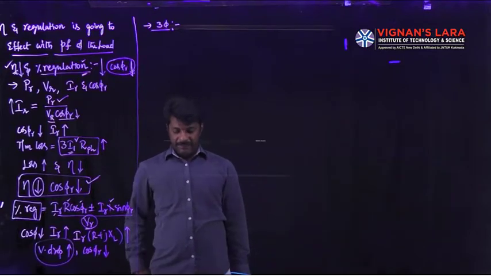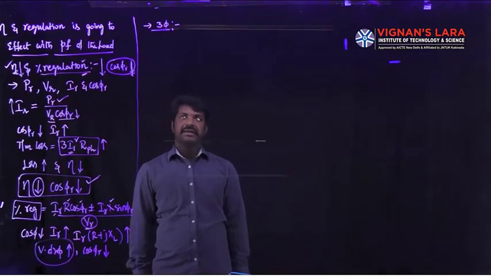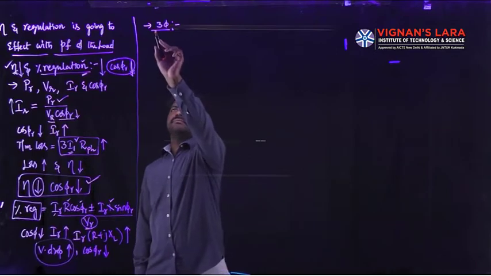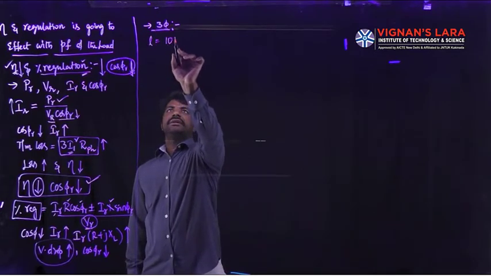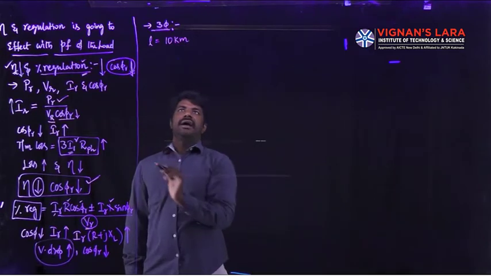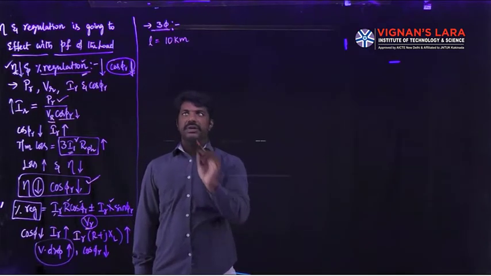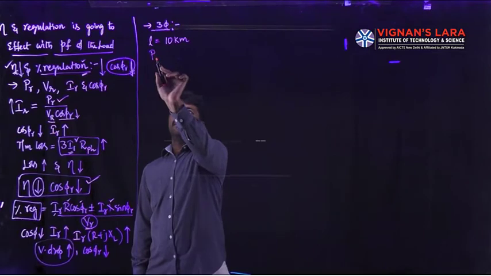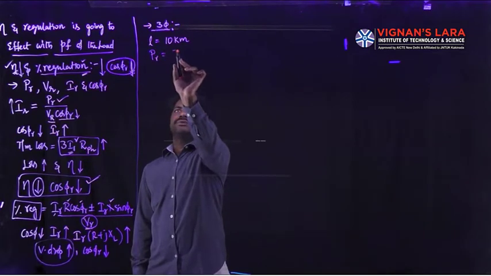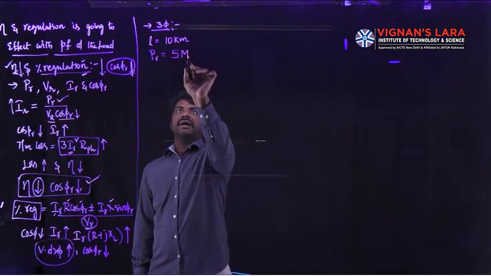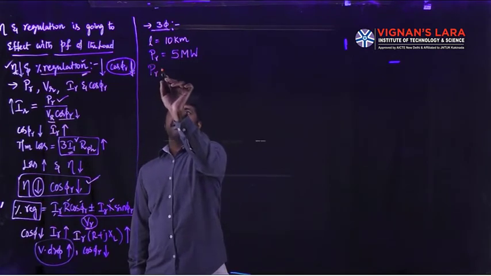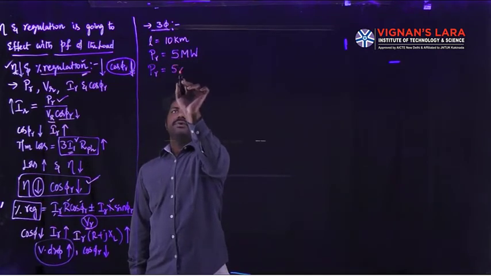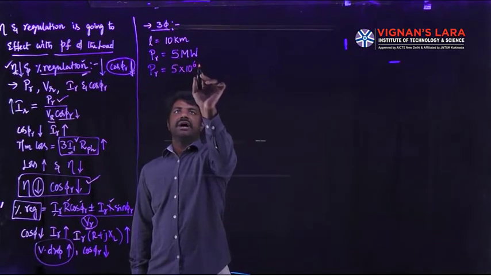Observing the problem from the given data, it is a three-phase transmission line whose length is 10 kilometers, and the transmission line is used to deliver power at the receiving end with a magnitude of 5 megawatts. That is, receiving end power PR is equal to 5 into 10 power 6 watts.